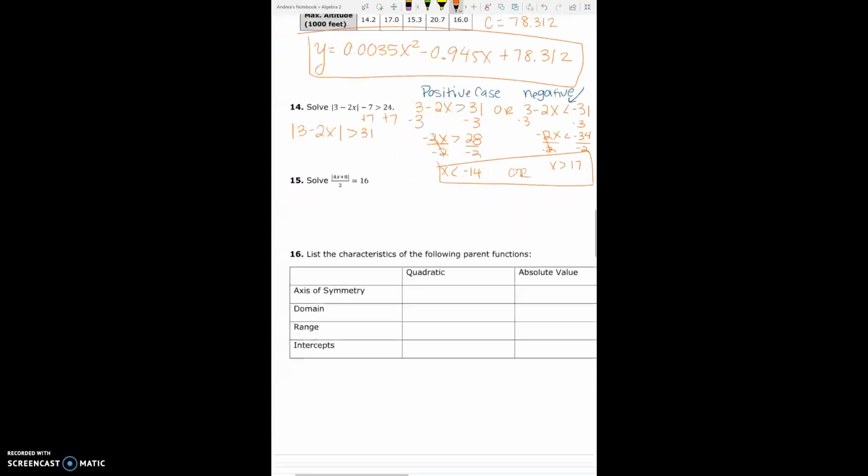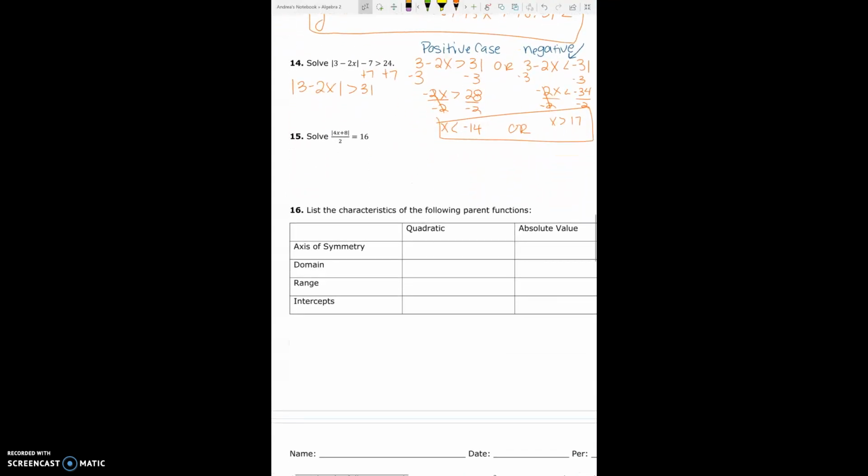Number 15, solve this. Again, absolute value here. Absolute value of (4x plus 8) divided by 2 equals 16. You always have to get your absolute value alone before you can start. So I need to multiply both sides by 2 to start. So the absolute value of 4x plus 8 equals 32.